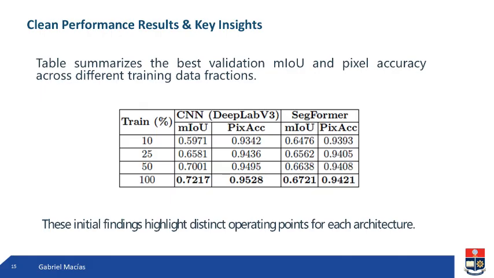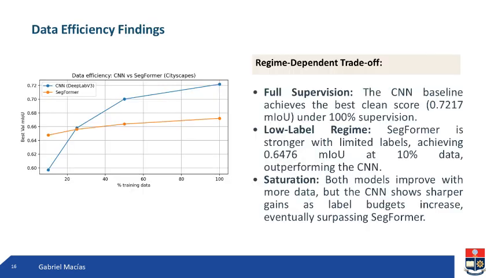In terms of pixel accuracy, both models achieve similar values across all configurations, indicating that differences between architectures are more evident when analyzing MIoU rather than overall pixel correctness. Overall, this table highlights an important finding. Transformers may offer advantages in very low data scenarios, while CNNs remain highly competitive and even superior when sufficient training data is available.